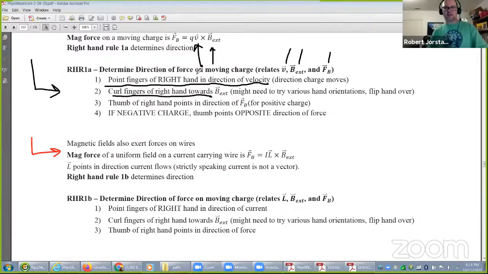We're going to practice this on the next page. Notice what I say here. You might need to try various hand orientations. What do I mean by that? A lot of times when I'm doing a problem, I'll have some vectors here. This is on the next page. We'll get there in just a second. I'll just turn the paper until my hand matches one. And then once I get it, I'll be like, yes, no, and just try them all out, okay? That's what I mean by that previous page. Let's go back.